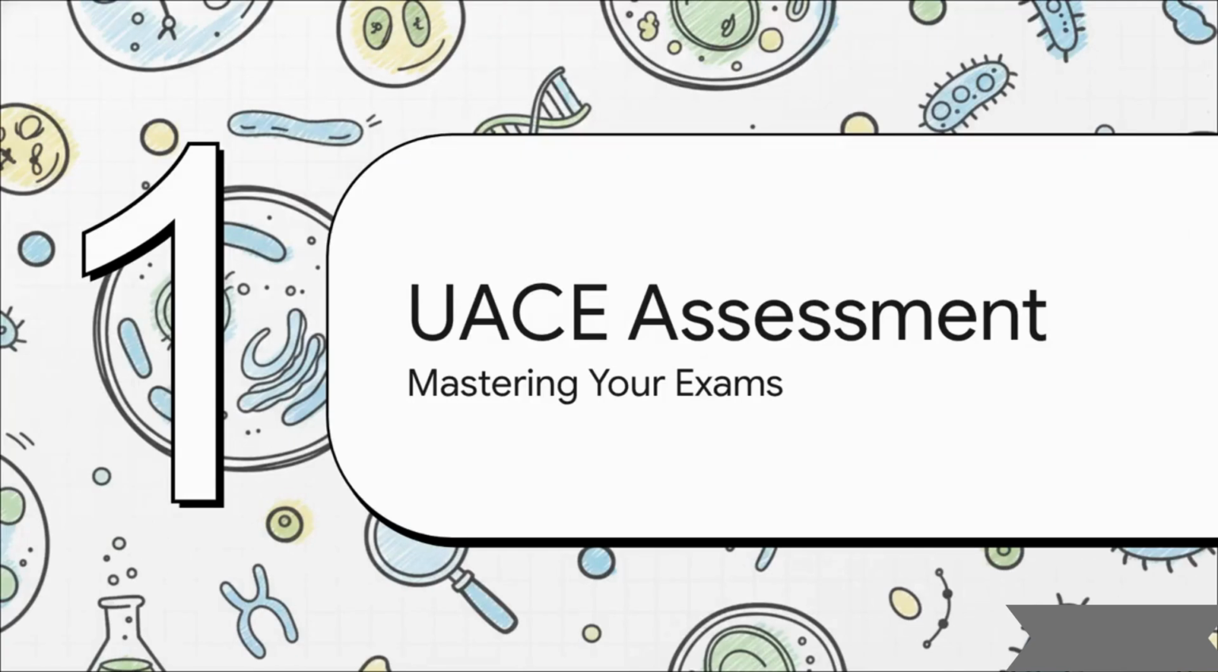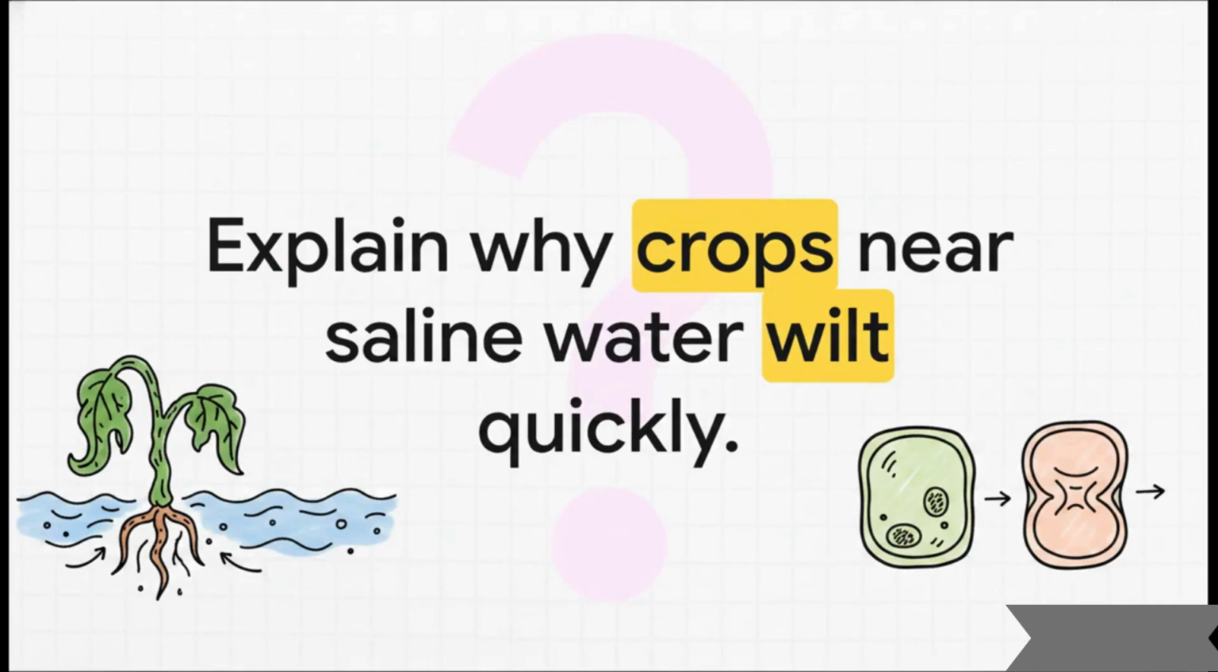All right, on to our final and arguably most crucial section, mastering your UACE assessment. Since the new curriculum is competency-based, you won't just be asked to recite simple definitions anymore. You're going to face scenario-based items exactly like this one. A farmer notices that crops near saline water sources wilt quickly during dry seasons. Explain the biological process responsible.